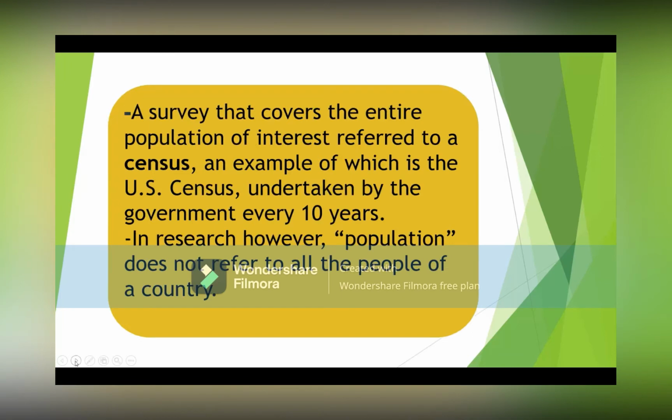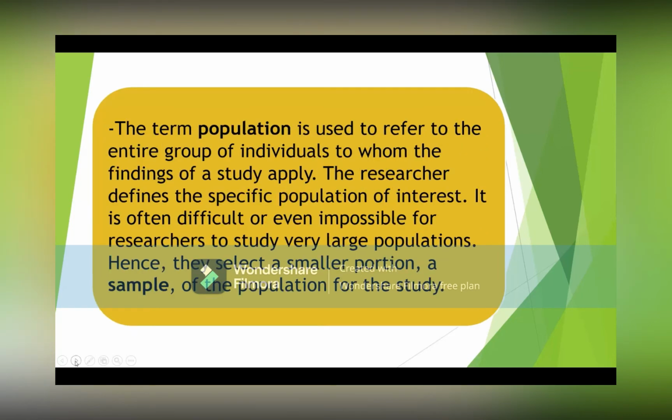A survey that covers the entire population of interest is referred to as a census, an example of which is the U.S. Census undertaken by the government every 10 years. In research, however, population does not refer to all the people of a country. The term population is used to refer to the entire group of individuals to whom the findings of a study apply. The researcher defines the specific population of interest.